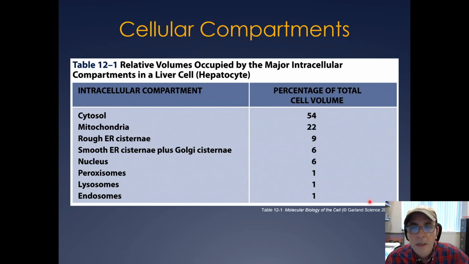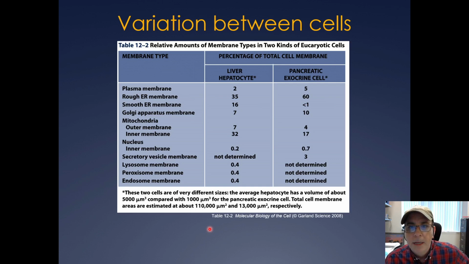Okay, but here's a good representation of the different cellular compartments and how much of a cell they make up. The cytosol is roughly 54% of a liver cell, whereas the mitochondria represent 22%, and then you have your rough ER, smooth ER, and Golgi, and then your nucleus and some of the other components. And in those different membranes, you're going to have different lipids, and depending on the cell type, the amount of different membranes will differ.